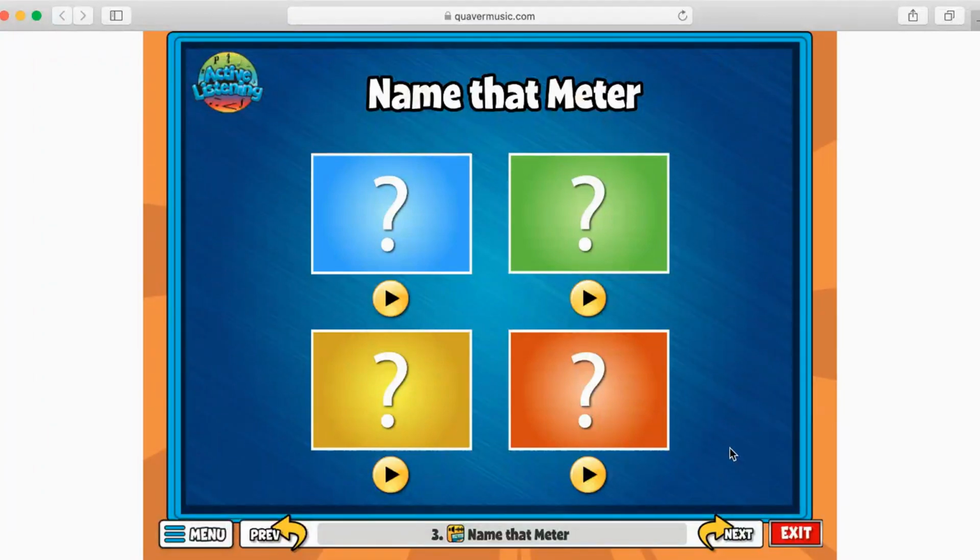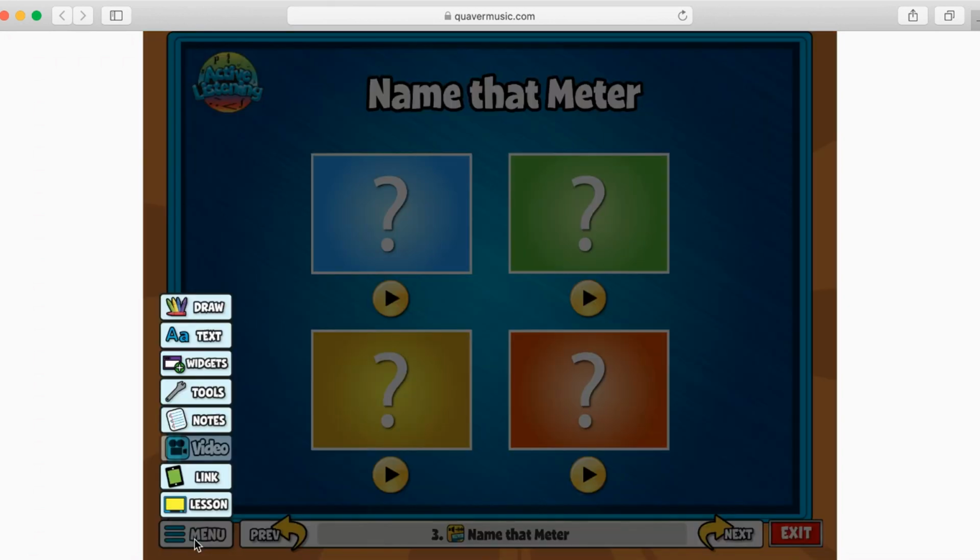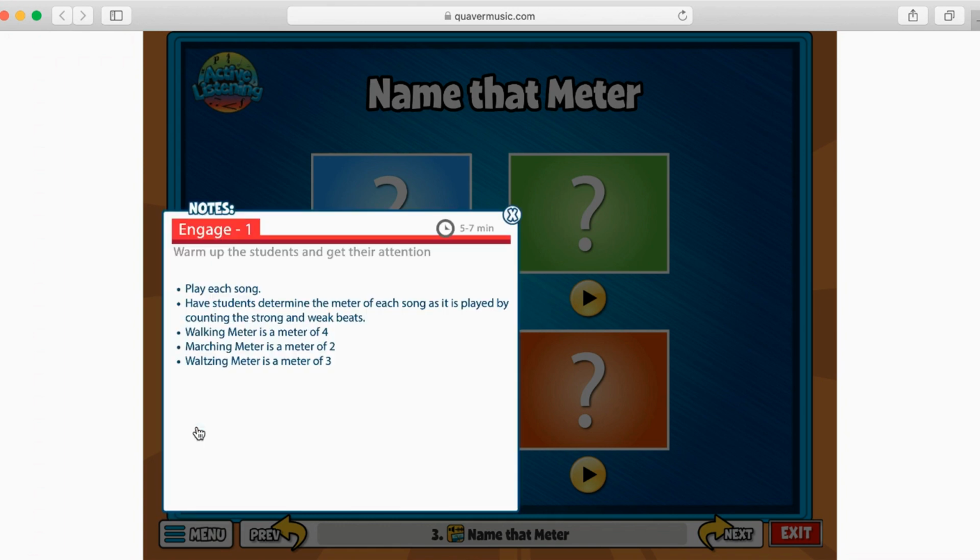On our next screen, we are going to be playing a game called Name That Meter. Miss Kristen is going to pull this up on her screen so we can play this game all together. Let's take a look first at the notes so we know how to play. We're going to play each song. We will determine the meter of each song as it is played by counting the strong and weak beats.